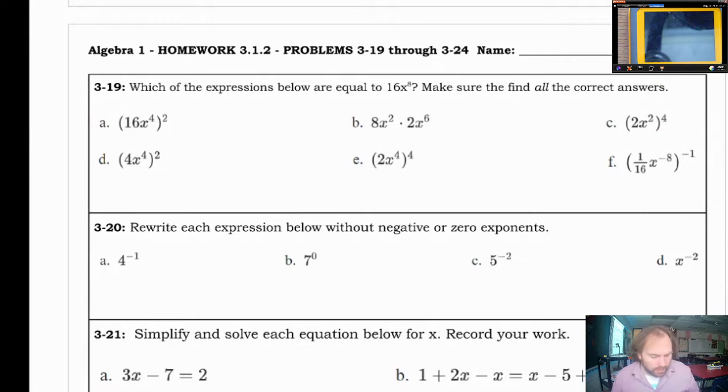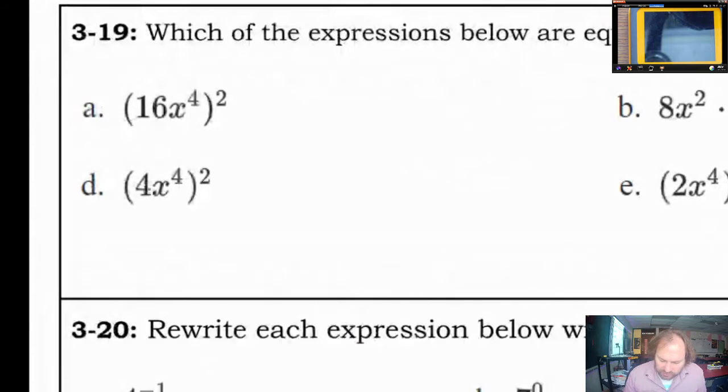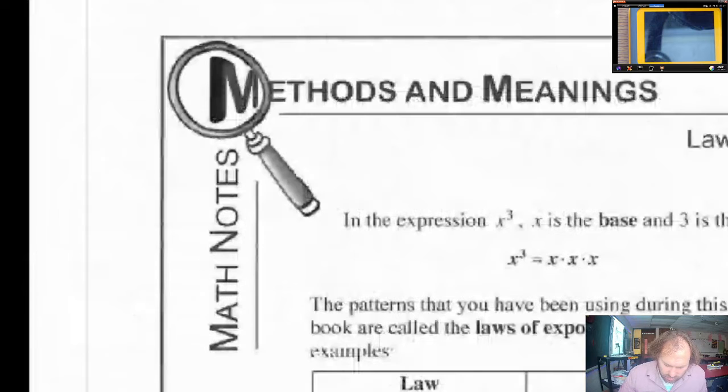This time we're talking about 3.1.2, problems 19 through 24 in Chapter 3. Let's go ahead and jump right into it. 3-19 is going to ask us which of the expressions below are equal to 16x to the 8th power. Whoops, I kind of jumped pages there for a minute.